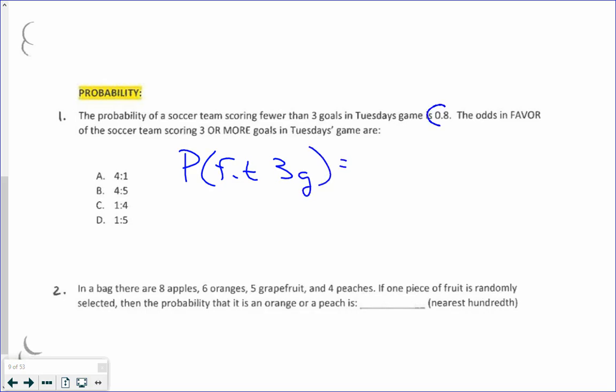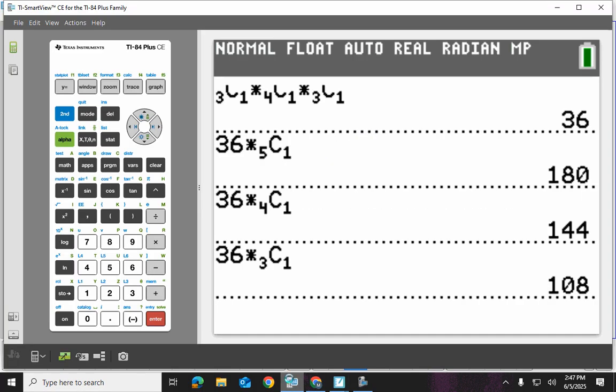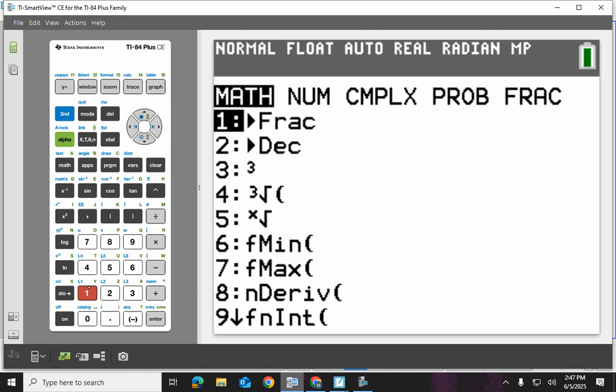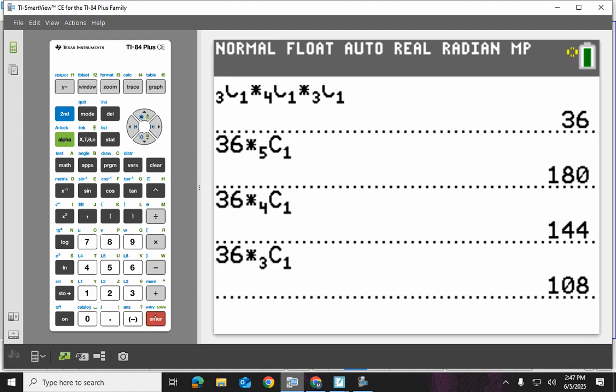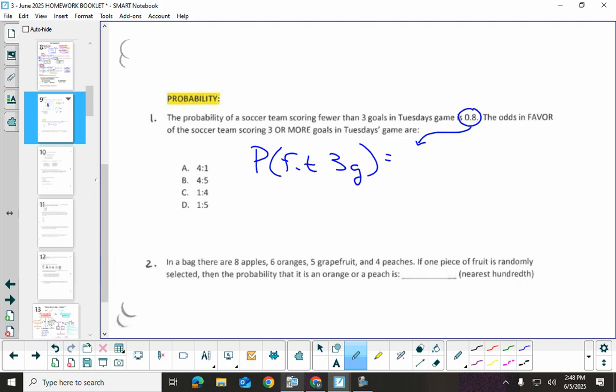Now, I'm going to take that 0.8 and convert it to a fraction. So I'm going to go 0.8 math 1 and I'm going to get out 4/5. The reason why I'm doing that is because the next part of the question says odds.